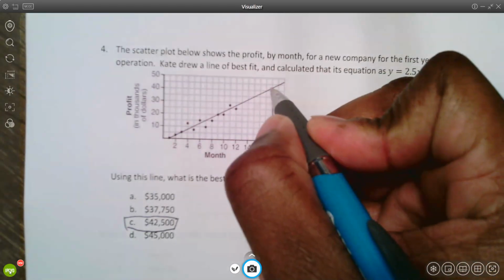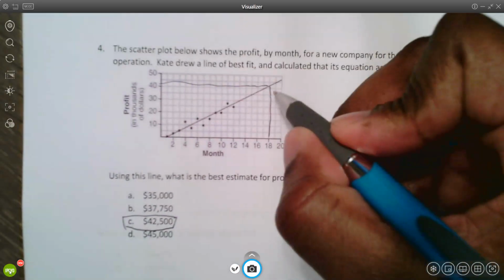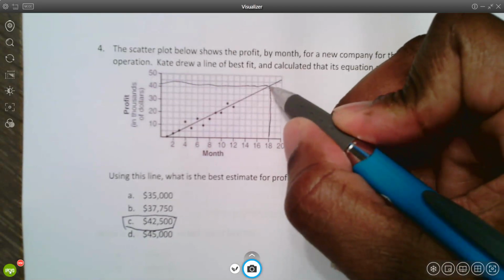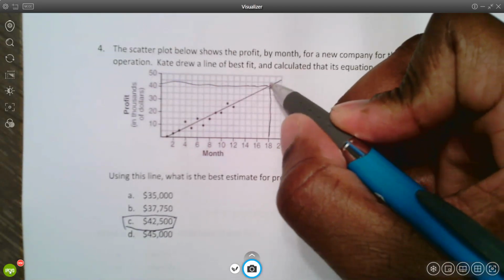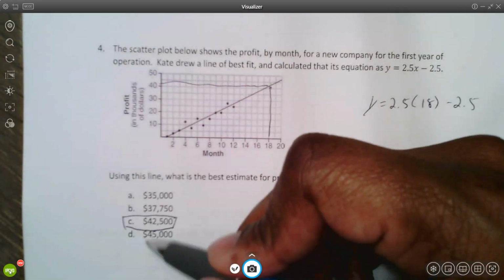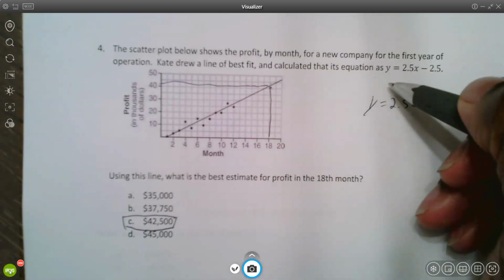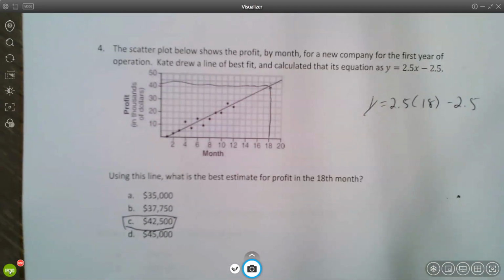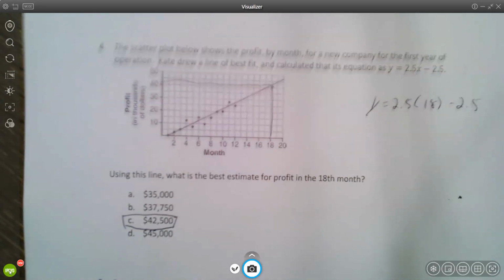But truthfully, you can eyeball it and get a pretty good estimate if they gave you that line. If you notice, at 18 months, that's slightly halfway between 40 and 45. So that's 42.5. That's a really accurate answer. So you could estimate that without using the equation, because you won't always get an equation. Sometimes they just give you the picture. You're going to see that in this review package. All right, let's go to the next problem.